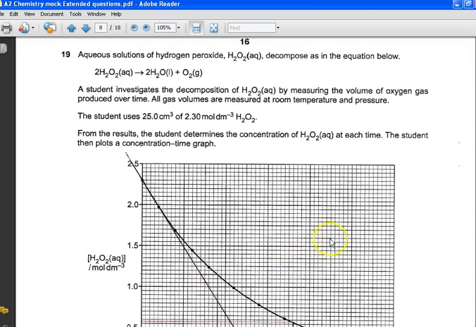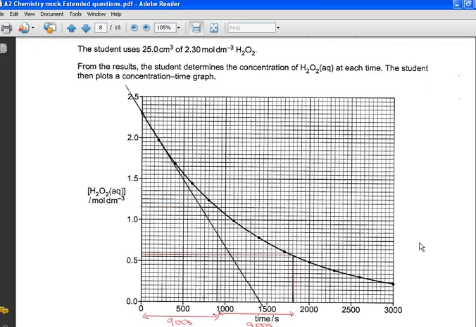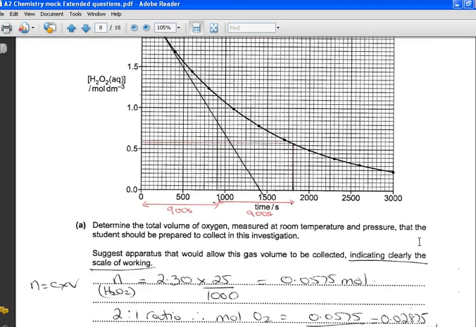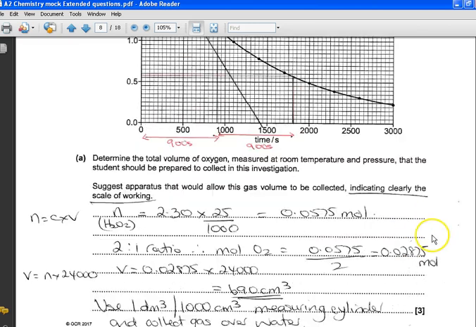Okay, so question 19. This is a rate question, obviously. We've got a concentration time graph that's been drawn, and you're asked to determine the total volume of oxygen, first of all, that the student should be able to collect if the reaction went to completion. So that's pretty straightforward, working out the total volume of oxygen.